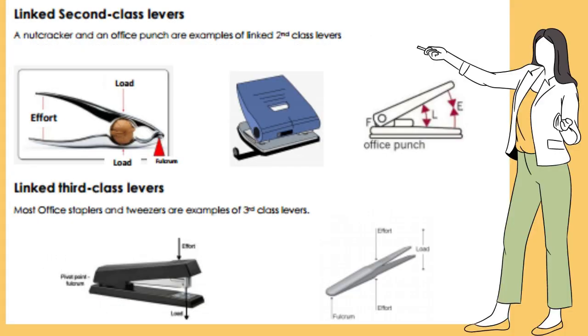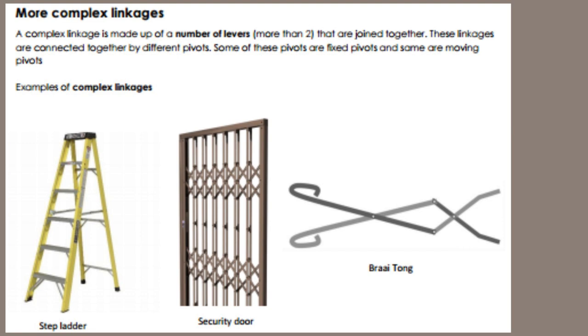Linked second-class levers. A nutcracker and an office punch are examples of linked second-class levers. Linked third-class levers. Most office staplers and tweezers are examples of third-class levers. More complex linkages. A complex linkage is made up of a number of levers, more than 2, that are joined together. These linkages are connected together by different pivots. Some of these pivots are fixed pivots and some are moving pivots. Examples of complex linkages.